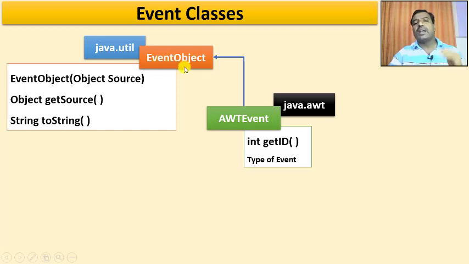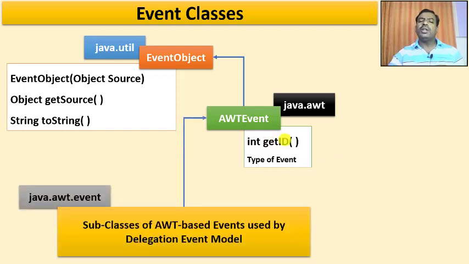Right now the event object is at the top of the event class hierarchy, and it has one more method other than these methods. It will be used to know the type of the event. This is going to give me the type of the source or the source name, and what type of event I am going to have.